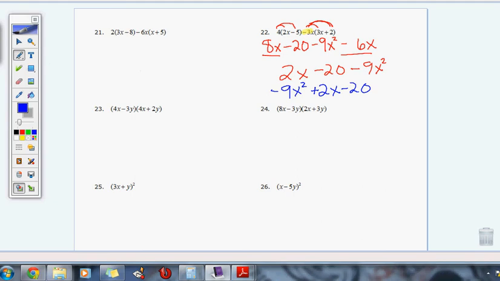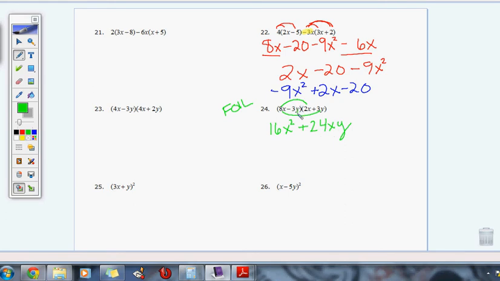Okay, number 24, here's our chance to show our foiling skills. So 8x times 2x, sorry, I'll write this out. FOIL time, product, multiplication of two binomials. 8x times 2x, 16x squared. 8x times 3y, positive 24xy.